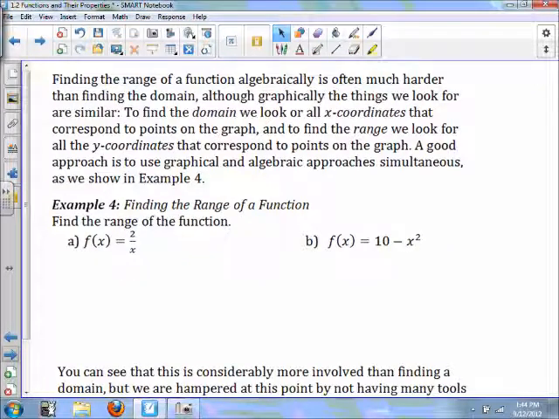Now, finding the range of a function algebraically is often much harder than finding the domain, although graphically the things we look for are similar. To find the domain, we look for all x coordinates of corresponding points on the graph. And to find the range, we look for all the y coordinates of corresponding points on the graph. A good approach is to use the graphical and algebraic approaches simultaneously, as we'll show in example 4.